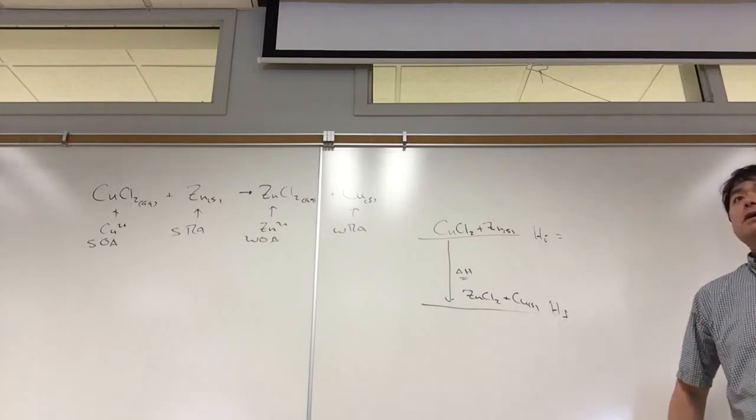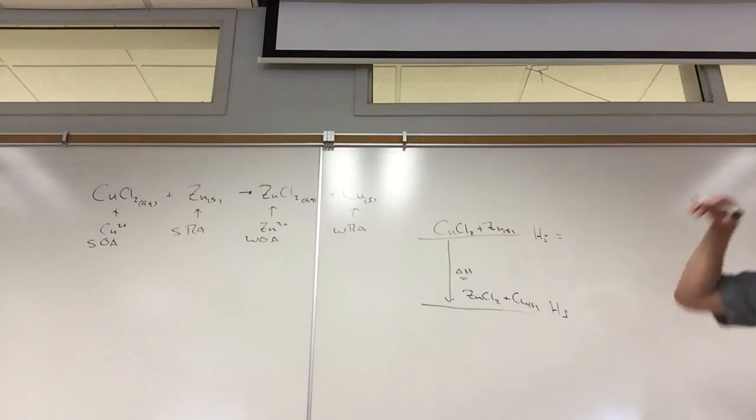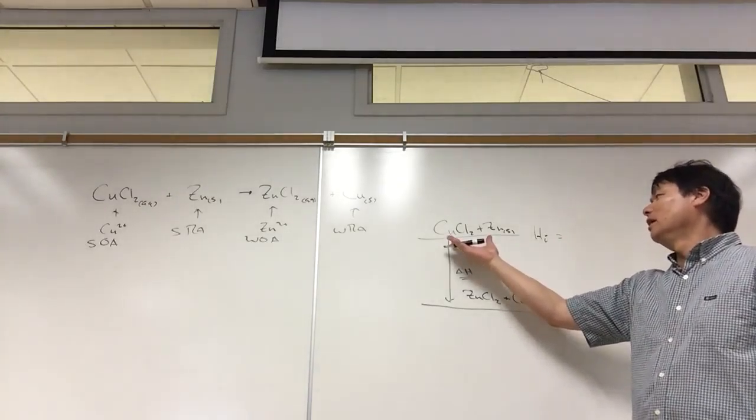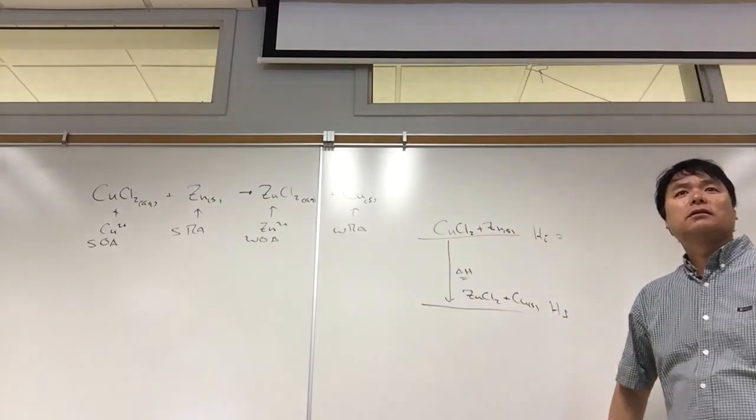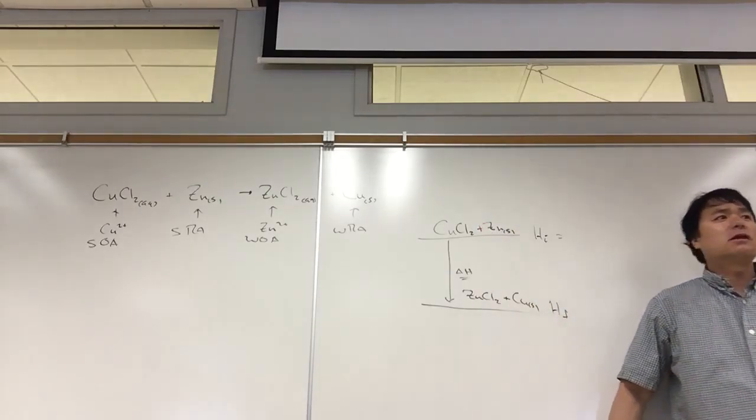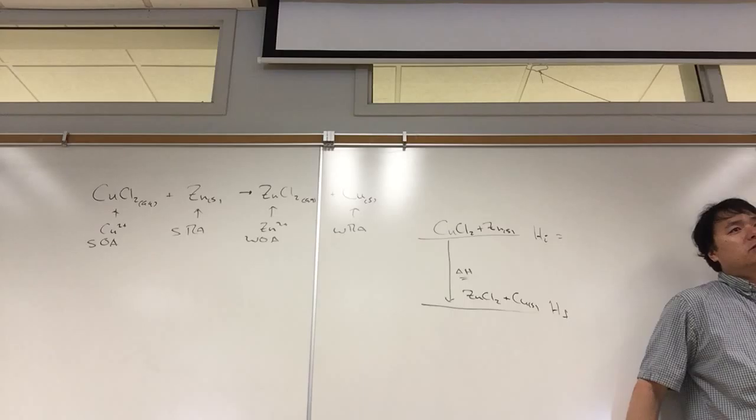Well, we're talking about the absolute. Okay, what is the energy of a beaker of just copper 2 chloride and zinc sitting in there? 0. No, it's not 0. There's energy there. What is the energy of that?